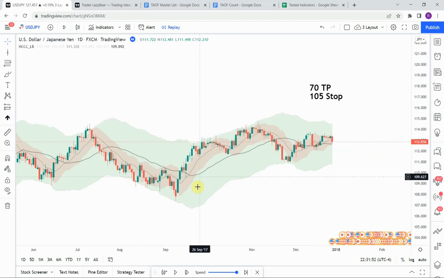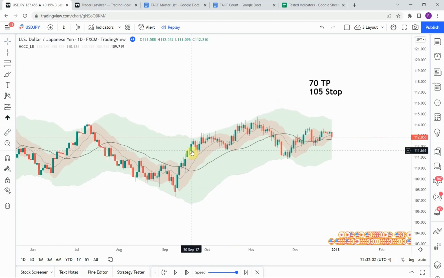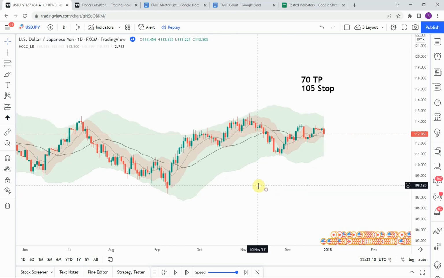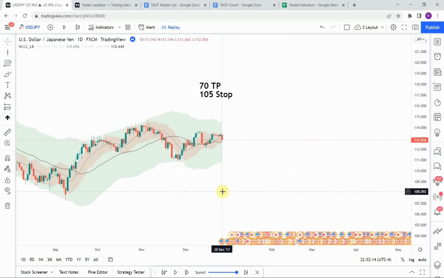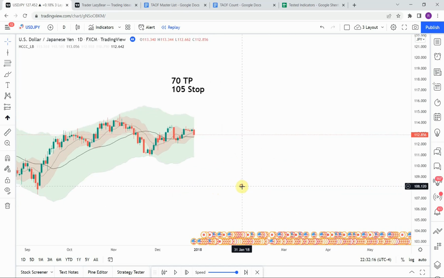And then on the opposite side, when we get the red cloud that breaks completely above that midline to the upside, then we are looking for price action to start trading above the red cloud. That is a sign of momentum according to the creator of this indicator. And so that will be a long signal. So that's what we're looking for. Let's go ahead and get on with the testing and see what we can get out of this.